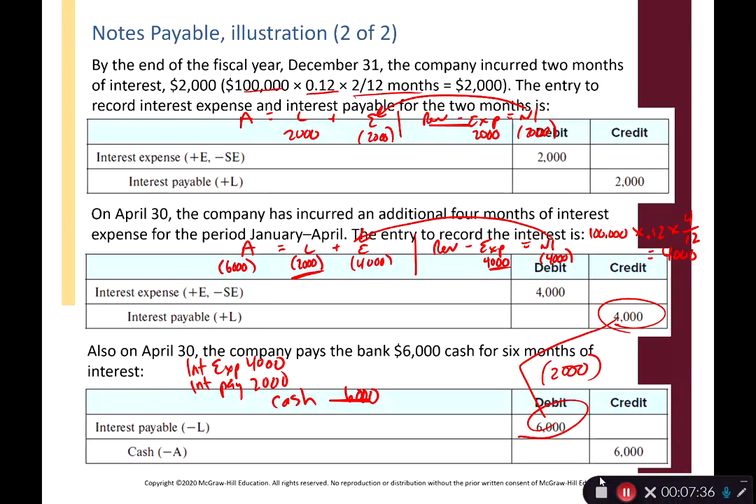What isn't shown on here is the entry for the payoff of the loan. So when we pay off the loan, which would be on October 31st, which I'll try to write up at the top, we're going to have another $6,000 in interest, which would be the $100,000 loan. No, maybe it's not 6,000. Hold on.